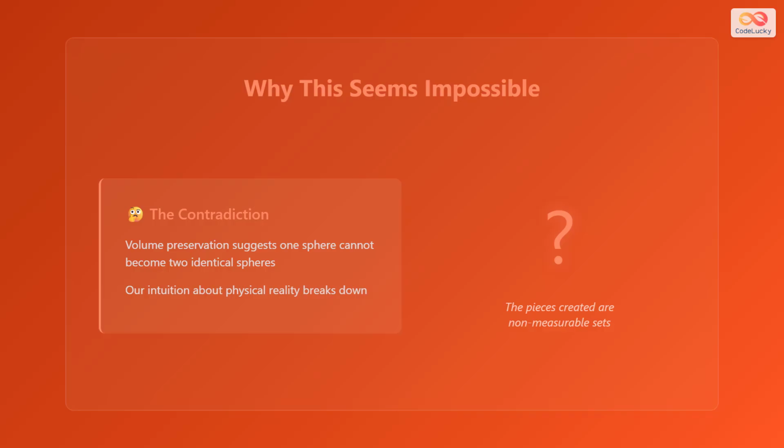You might be wondering, why does this seem so impossible? The contradiction arises because volume preservation suggests that one sphere simply cannot become two identical spheres. It defies our intuition about physical reality. However, the resolution lies in the fact that the pieces created in the Banach-Tarski paradox are non-measurable sets, meaning they don't have a well-defined volume.